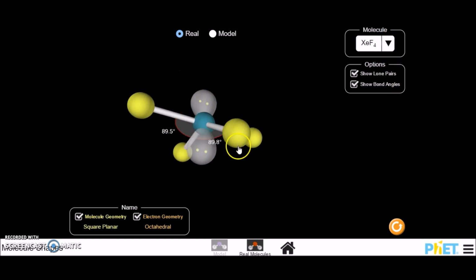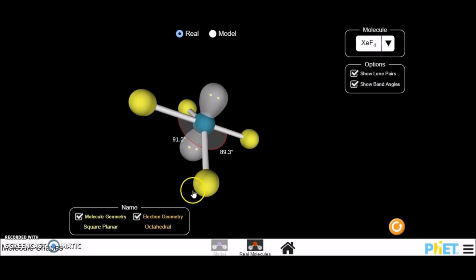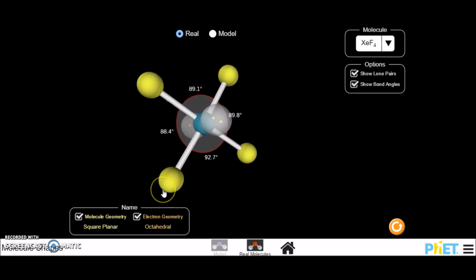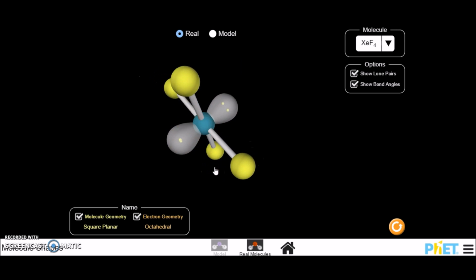Here we have another lovely molecule. If I just rearrange like that for you, you can see it is going to be a square planar molecule. But if you look at the electron geometry, taking into account these two large sets of lone pairs here, it is actually going to be octahedral. If we look at our bond angles, they are all 90 degrees around this square planar shape.